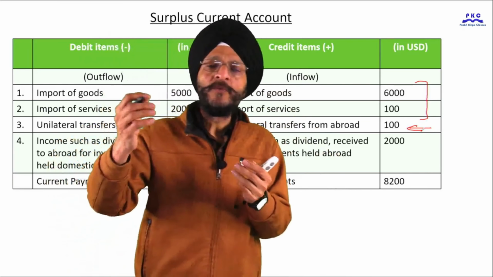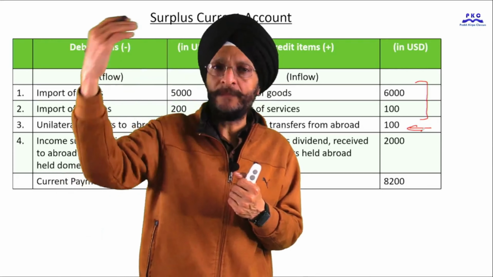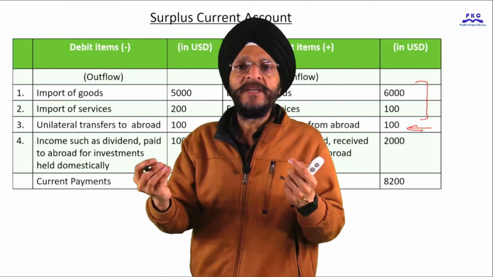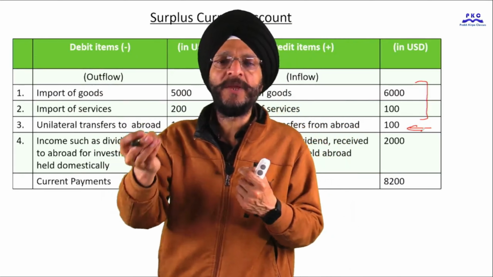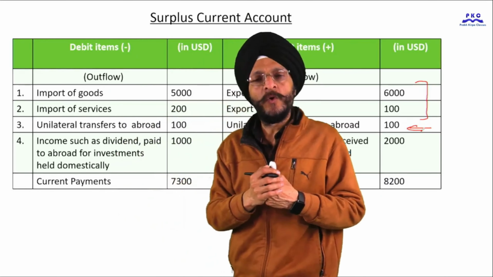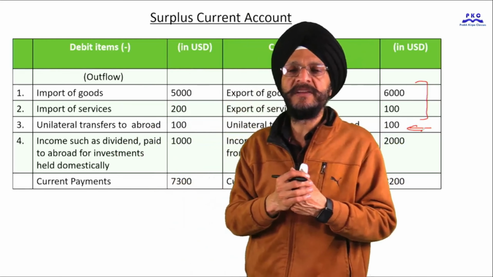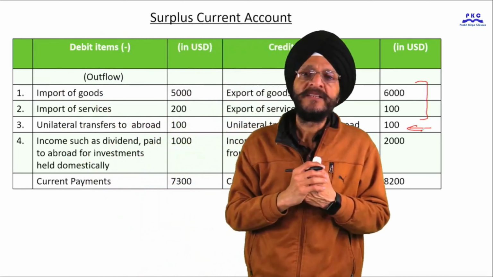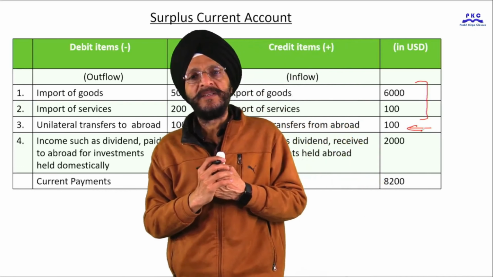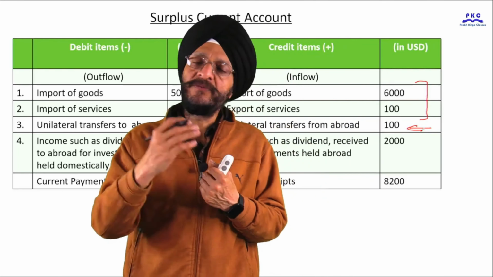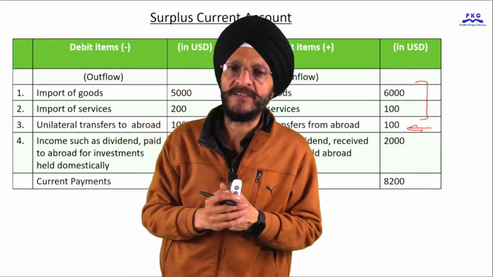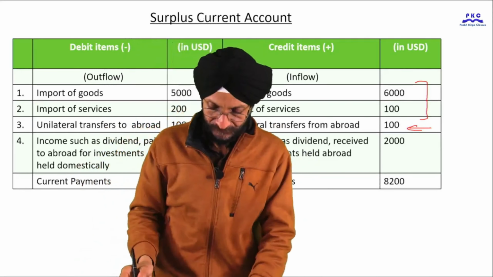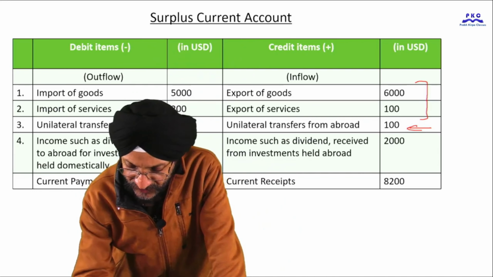In the same way, we may be having some investments abroad for which we may be receiving some income in the shape of dividend, interest, or such like other payments. In the same way, some foreigners might have invested in our country and they may be getting payments for their investments in the form of dividend, profit, and interest. And we have also taken it on a hypothetical figure. So, this is the surplus current account.